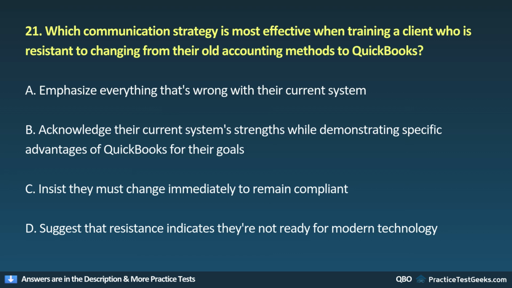21. Which communication strategy is most effective when training a client who is resistant to changing from their old accounting methods to QuickBooks? A. Emphasize everything that's wrong with their current system. B. Acknowledge their current system's strengths while demonstrating specific advantages of QuickBooks for their goals. C. Insist they must change immediately to remain compliant. D. Suggest that resistance indicates they're not ready for modern technology.